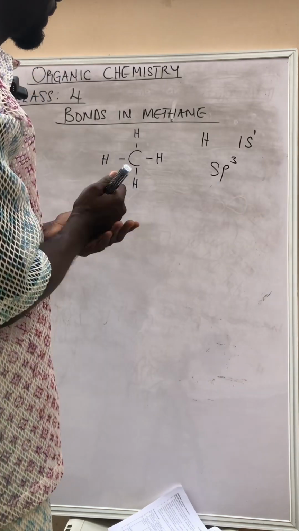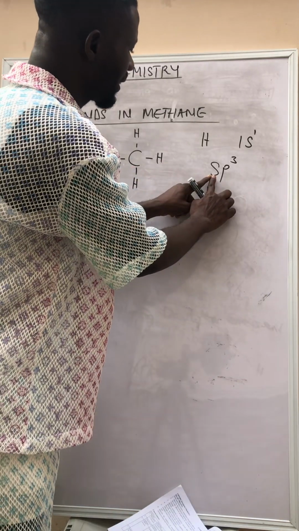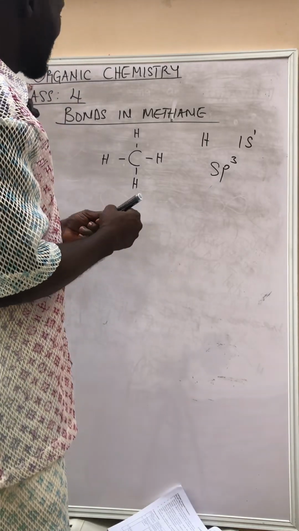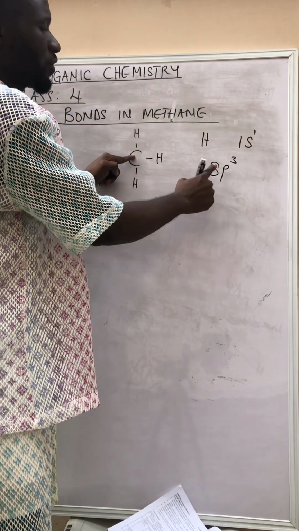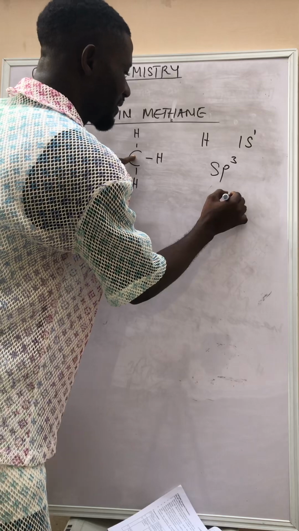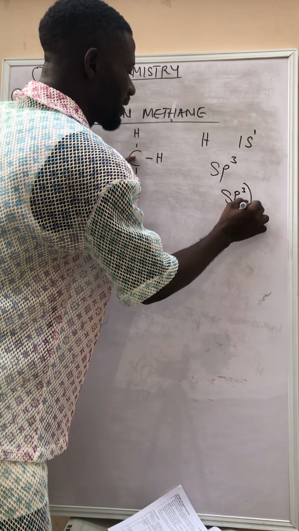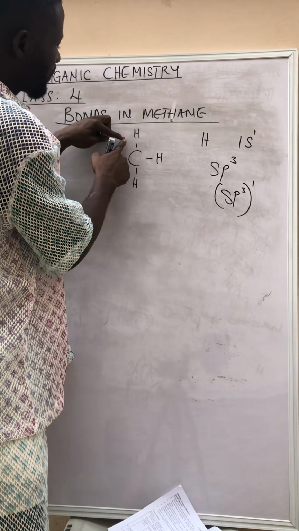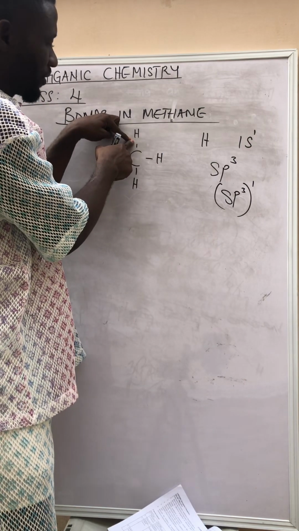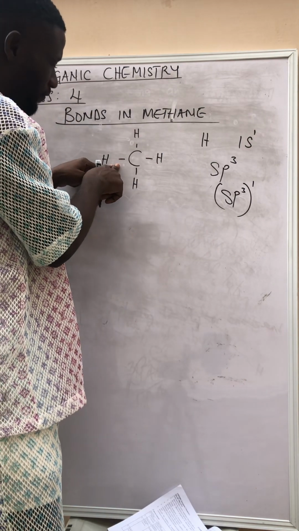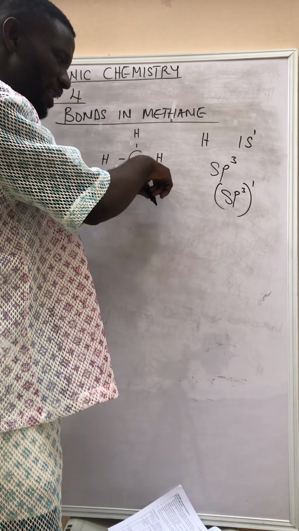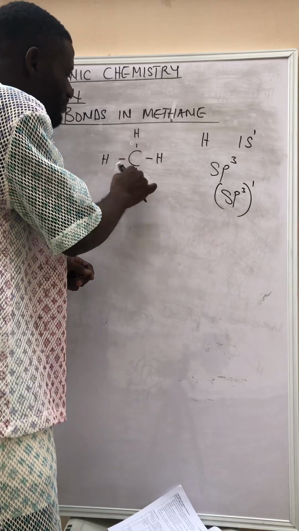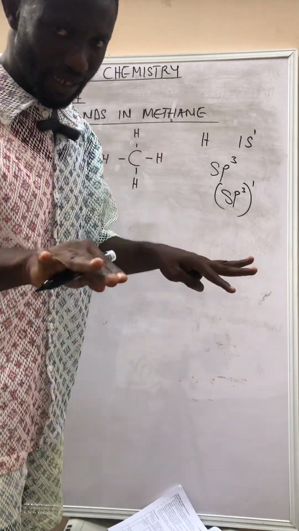All right, let's see. This carbon is using sp3 1 for this hydrogen, sp3 1 for this hydrogen, sp3 1 for this hydrogen, sp3 1 for this hydrogen as well, which simply means all the bonds in methane are identical.